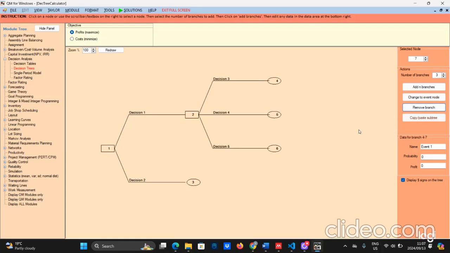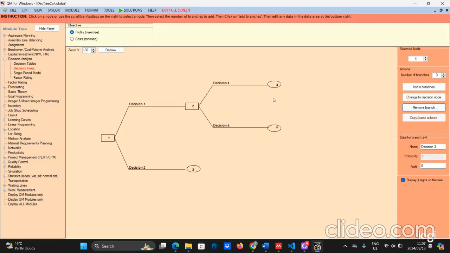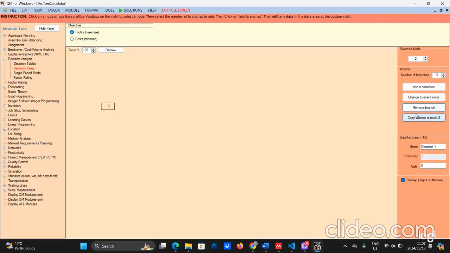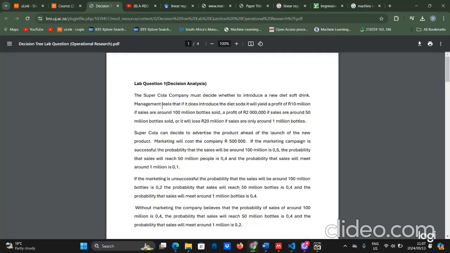So that's how you work your way around the software. But now I want us to start doing the question. The question that we'll be doing is lab question one.